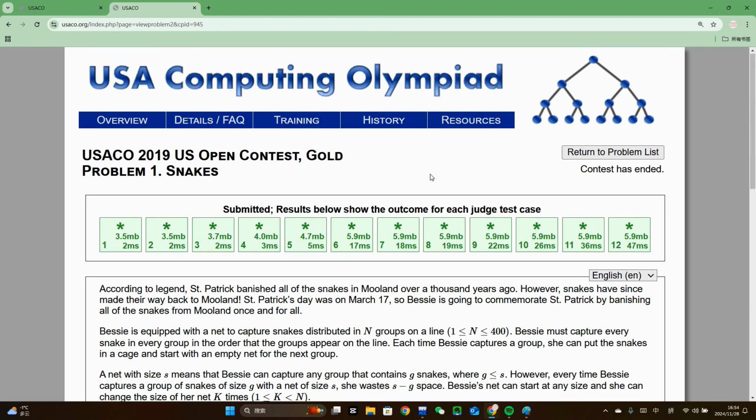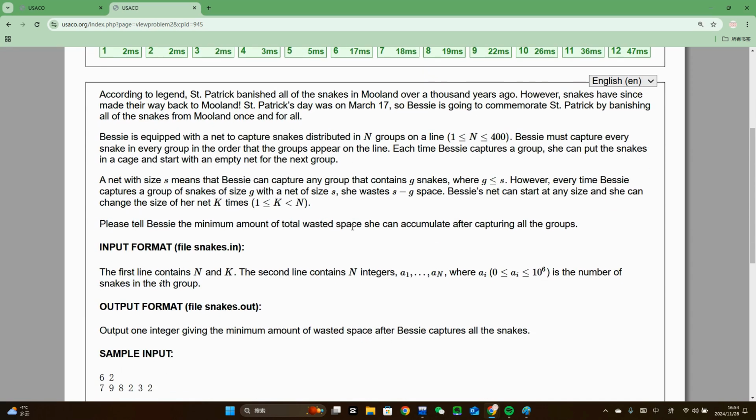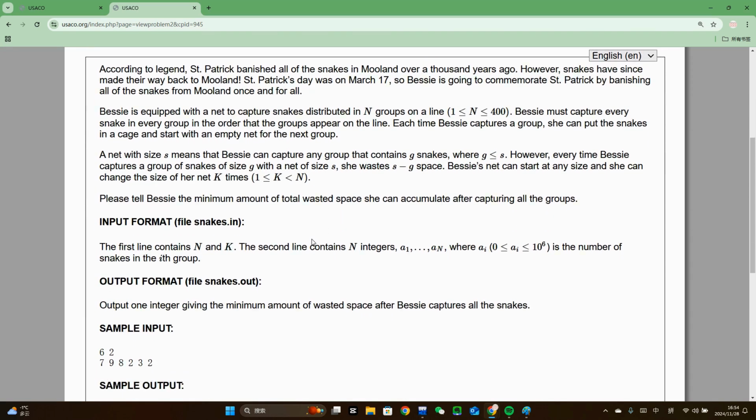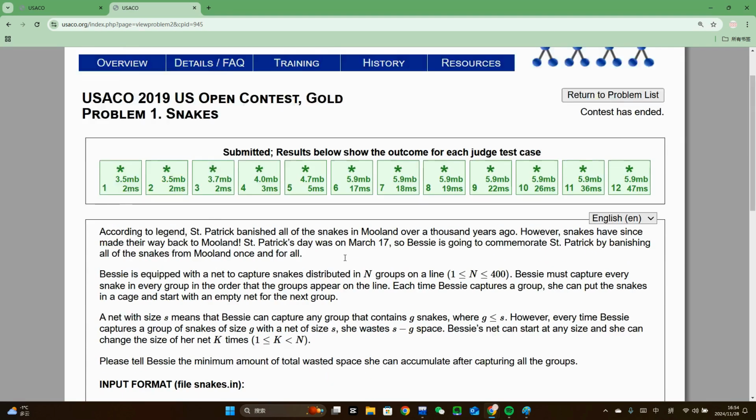Okay, so now let's come back to our question today. This is basically a simple DP where all you have to notice is that we don't have to actually keep track of the size of the net. We just need to know when we switched for the last time.